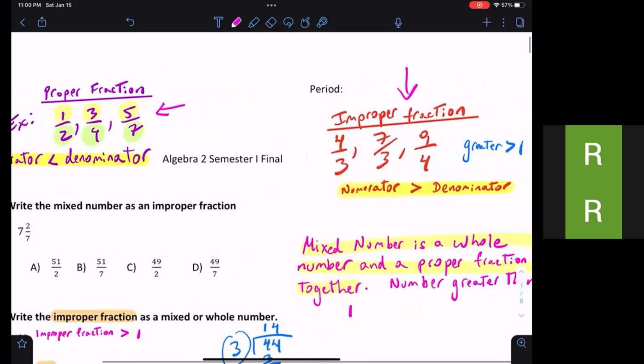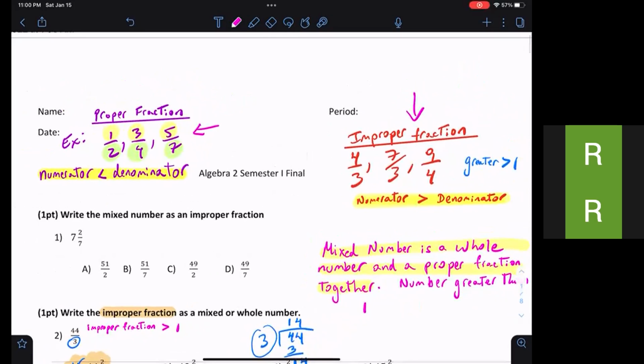So an improper fraction is a number greater than 1. You see here, like you have 4/3, you know that that's greater than 1. 7/3, that's greater than 1. 9/4, that's greater than 1, right? So how do you know it's an improper fraction? The numerator is greater than the denominator. And again, the number should be greater than 1.